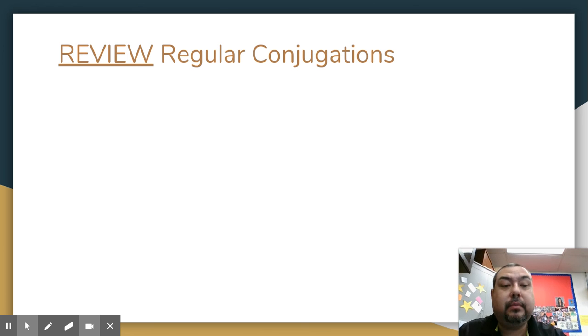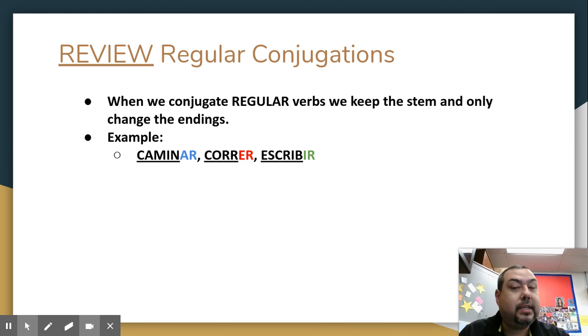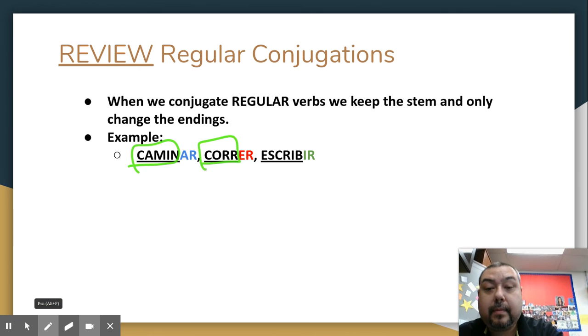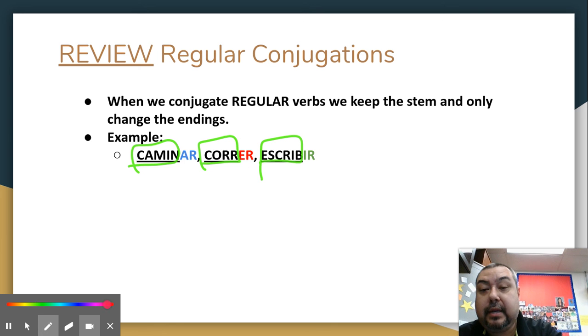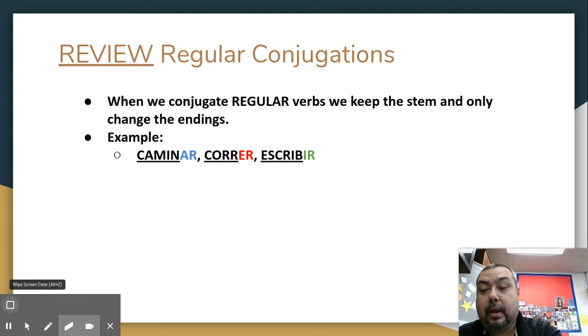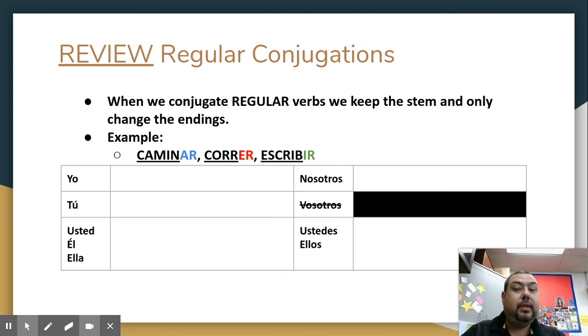Now, let's review verb conjugation, regular verbs, so you can remember. Number one, remember that when we conjugate verbs, we always keep the stem and we only change the endings. So, for example, if we have the verbs caminar, correr, and escribir, you can clearly see the stems and you can clearly see the endings for those three verbs. Now, remember that when we conjugate, we always start by doing this, which is using the pronouns. Remember that nosotros will not be used, so that's why it's crossed out.